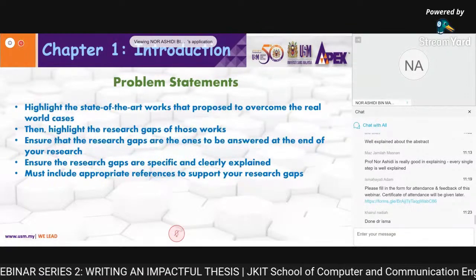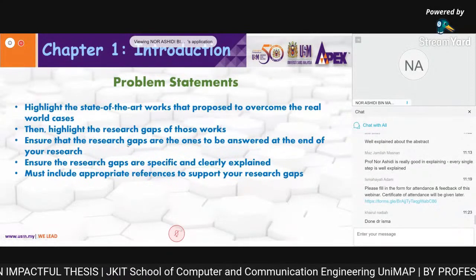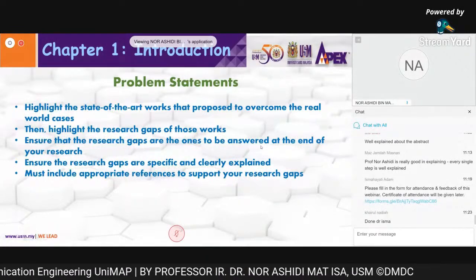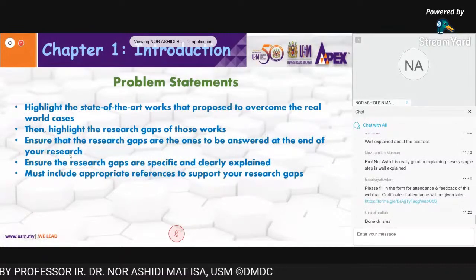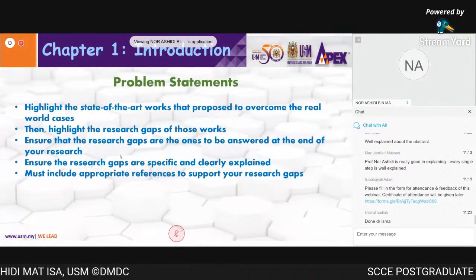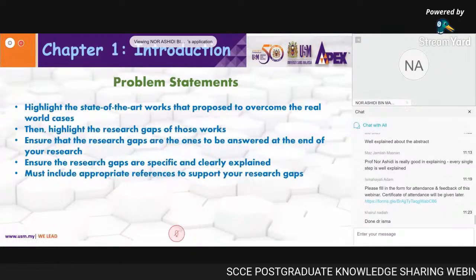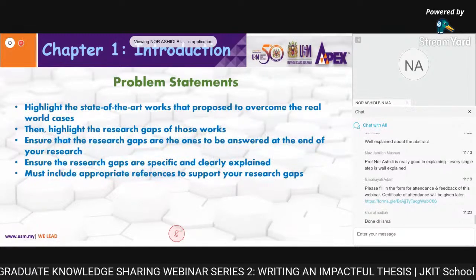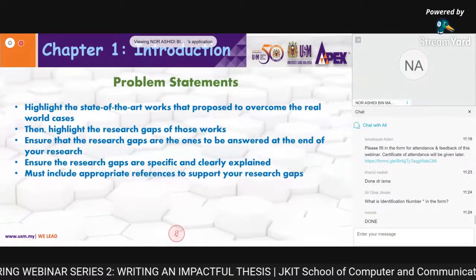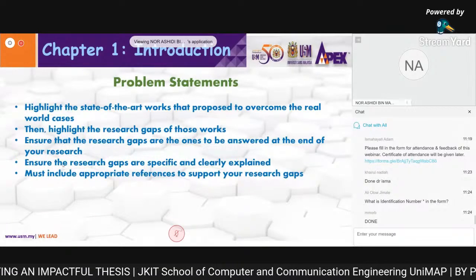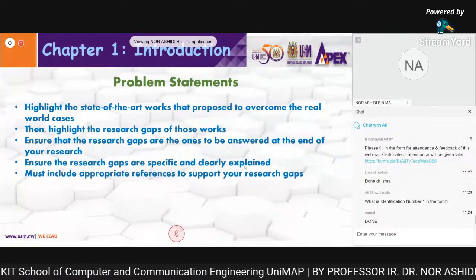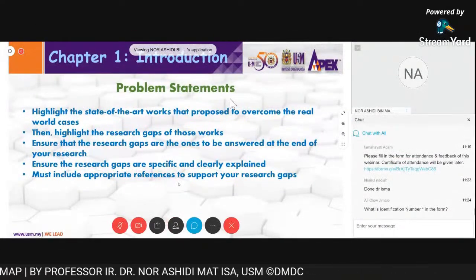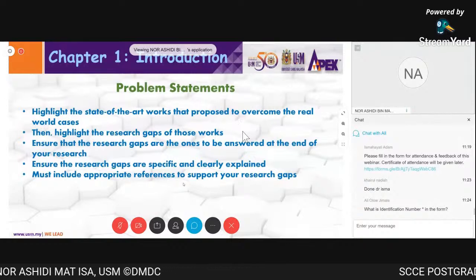Then highlight the research gap. Then ensure that your research gaps are the ones to be answered at the end of your research. Do not put a research gap that is not related to your research work. Just put the research gap that, at the end of the day, can be answered. Ensure the research gap is specific and clearly explained. It must be specific. And please include appropriate references to support your research gap.